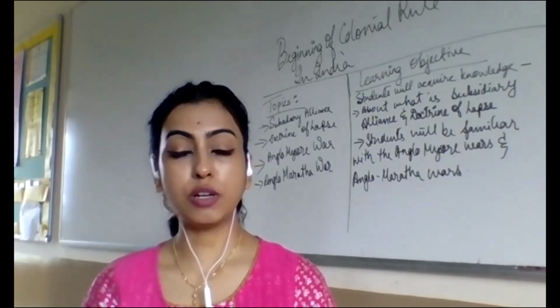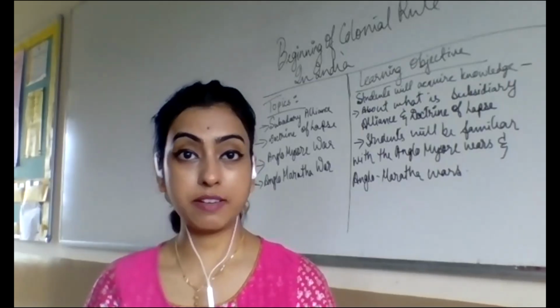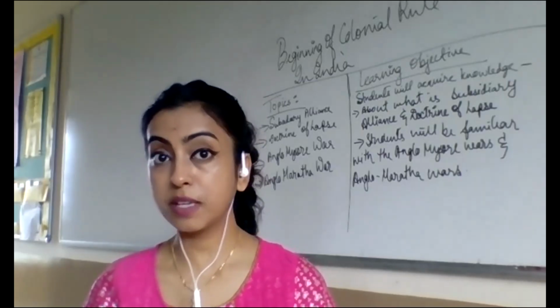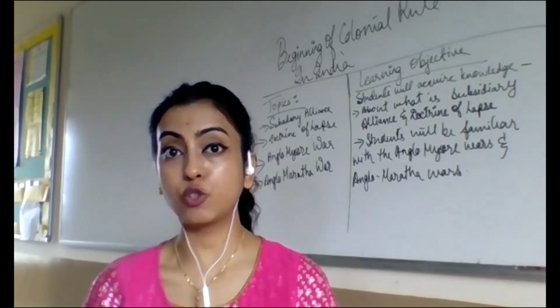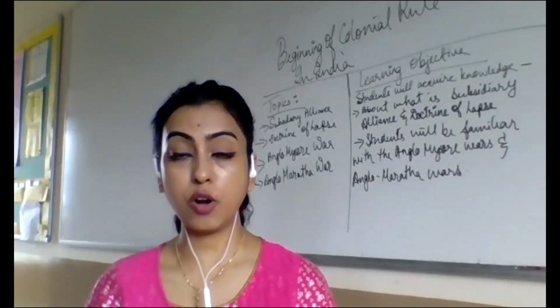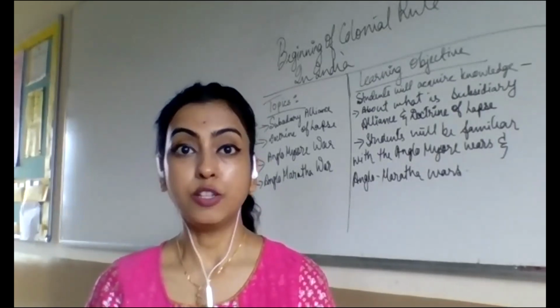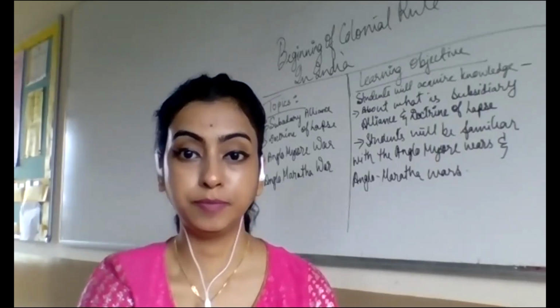So from today's class, your learning objectives will be knowing about what is subsidiary alliance and what is the doctrine of lapse and why and what happened after these two methods were introduced. And also you will get to know why the Anglo-Maratha War or the Anglo-Mysore War was fought. Why did it take place? Let's look into the chapter.